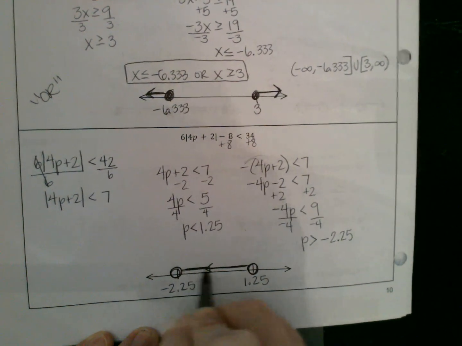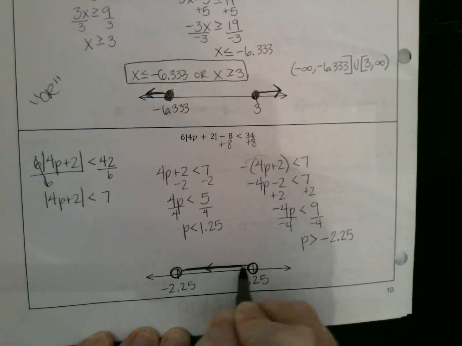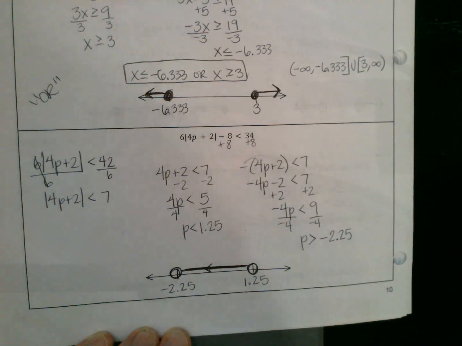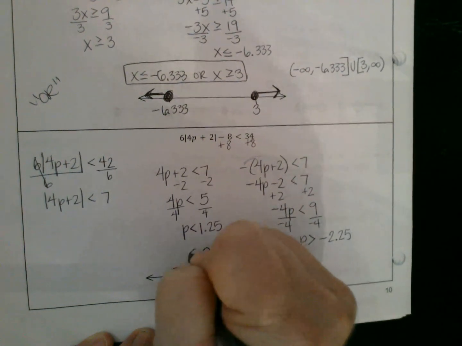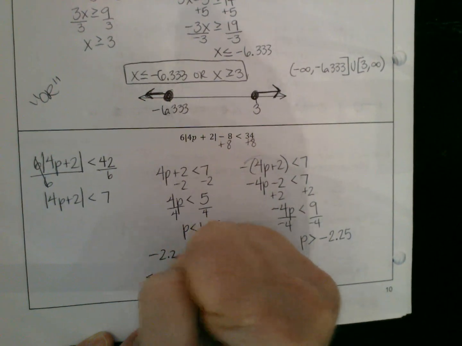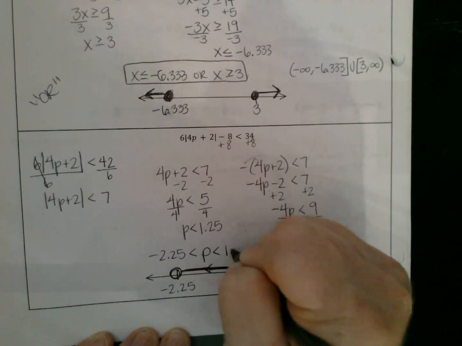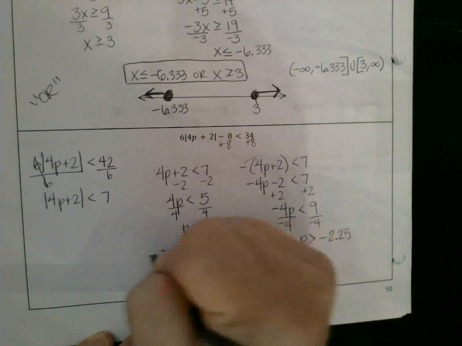So this is an and. Our shading met up in the middle. So we can put P right between our two numbers. Negative 2.25 is the lower one, and 1.25 is the higher one.